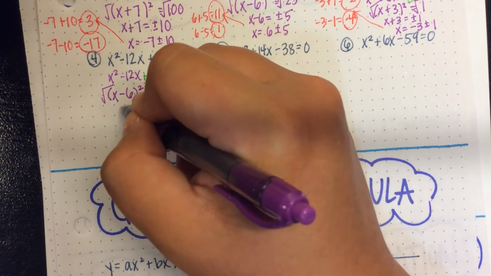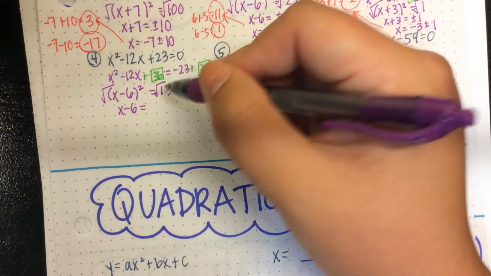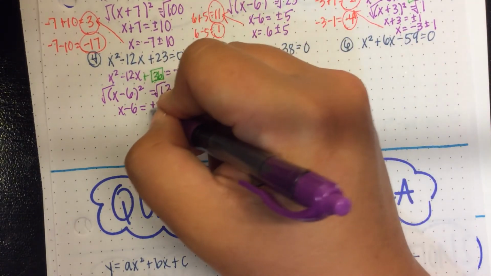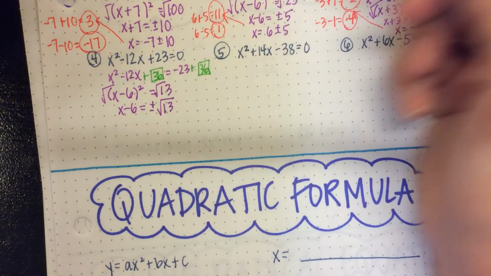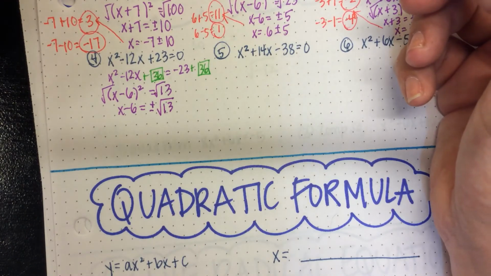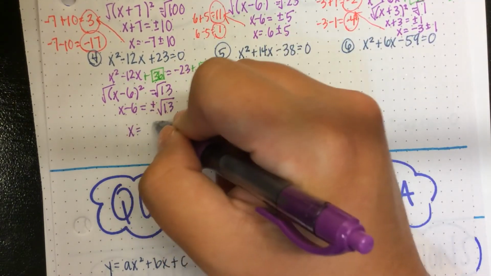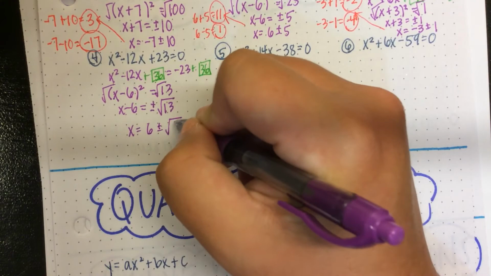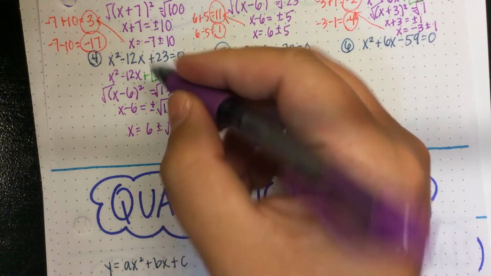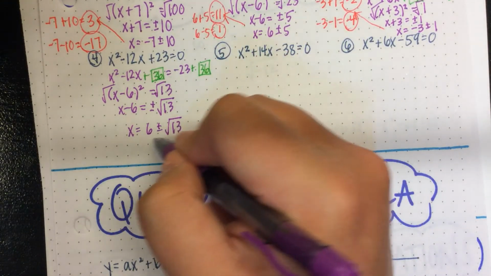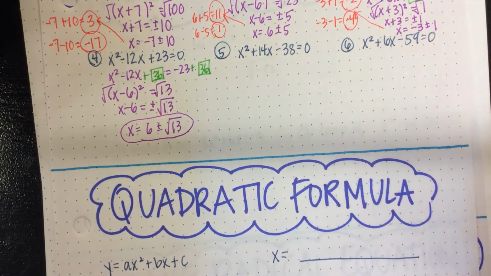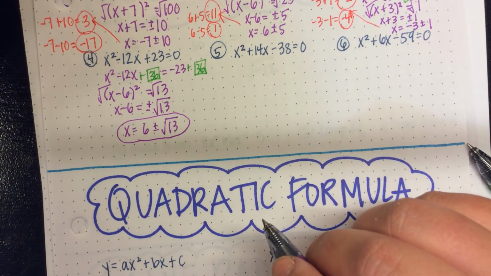Square root. So I get x minus 6 equals, now 13 is not a perfect square. That's like the one we looked at. I'm just going to leave that as plus or minus the square root of 13. Then I'm going to add 6 over. I'm going to put that 6 first. I can't break that one apart because I can't take the square root of 13 and get a nice rational number. So I'm going to leave that as my answer.